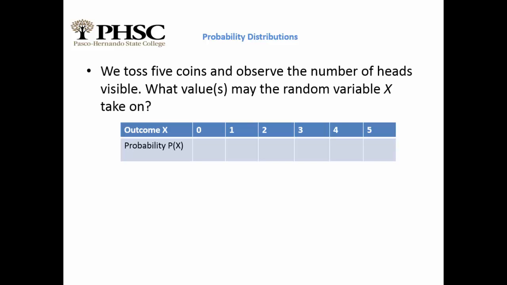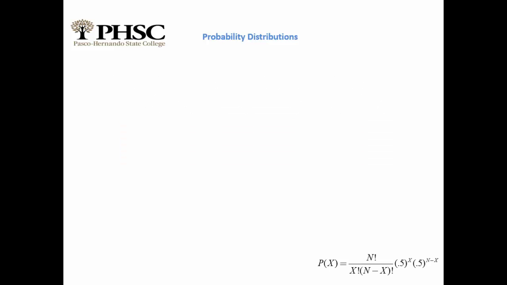Now, if we toss 5 coins and observe the number of heads that are visible, what values may the random variable X take on? The values would be 0, 1, 2, 3, 4, or 5. We can get 0 heads, 1 head, 2 heads, 3 heads, 4 heads, or 5 heads. So what's the probability of each outcome? Well, there are 32 possible outcomes.